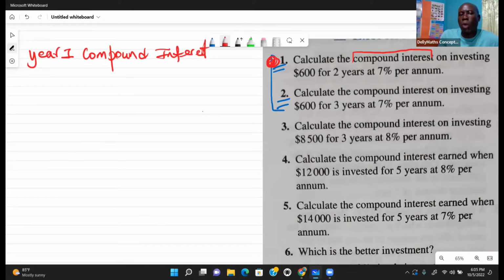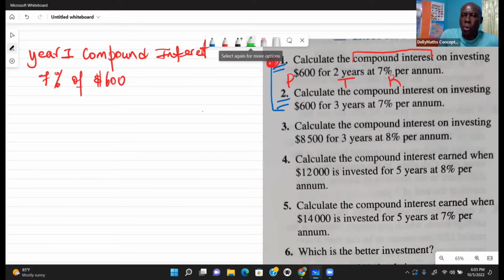So we could write on what we have, right? We have here, this is the principal. We invested $600 and this is the time. And that's the rate, all right? So remember, it's compound interest. So all we're going to do is to find 7% of the $600 because they want to know what the interest is overall, the total. So that's going to give us the compound interest in the first year, just year one.